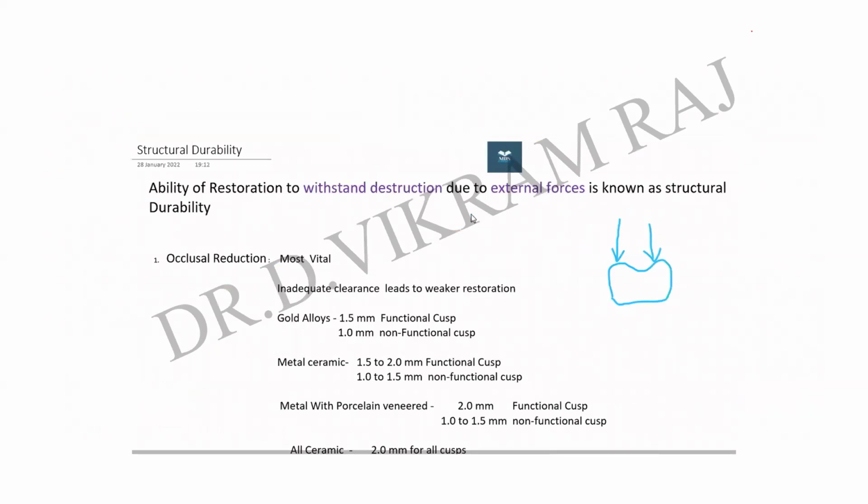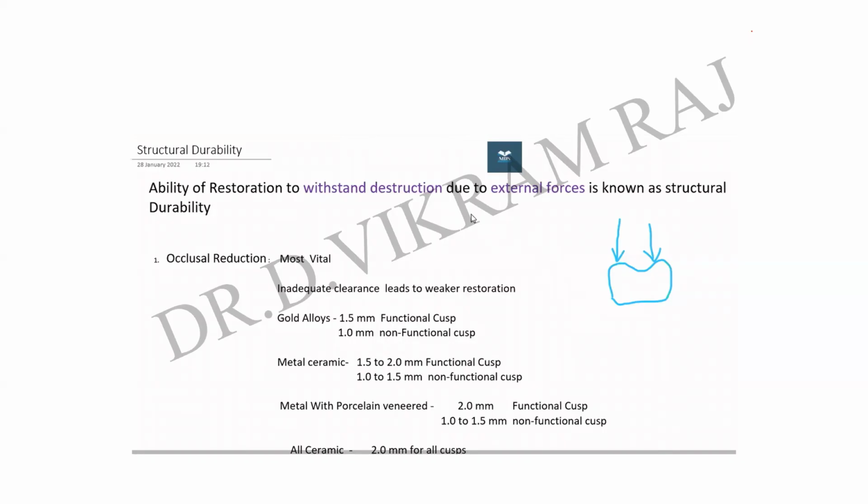Coming to structural durability, a very, very important thing: the ability of the material to withstand force depends upon the thickness of the material. For metal ceramic, it should be 1.5 to 2 mm on the functional cusp. In the maxilla, the palatal cusps are functional, whereas in the mandible, the buccal cusps are functional. So this functional cusp should be reduced or given a bevel to accommodate it.